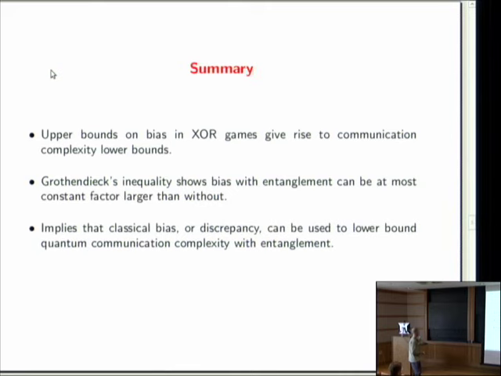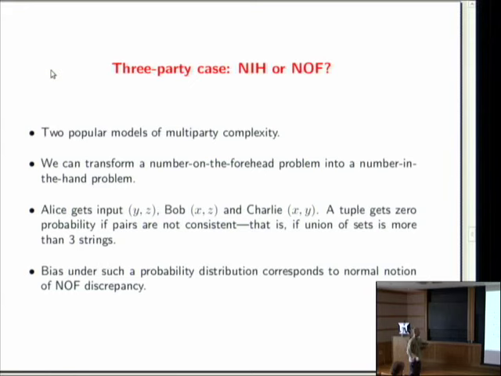Okay, so now I want to try to port all these things to the multiparty case. First of all, let me just take care of one small issue, which is that in the multiparty case, there are different ways of distributing the input to the players. So you have what's called the number in hand model and the number on the forehead model. So in the number in hand model, let's just talk about the three-party case. Now you have a function of three arguments, x, y, and z, and in the number in hand model, Alice just gets x, Bob gets y, Charlie gets z.